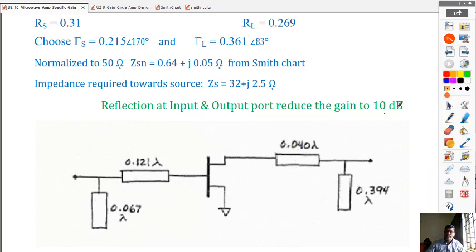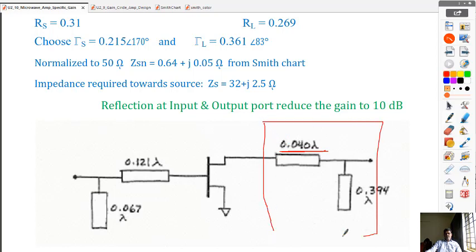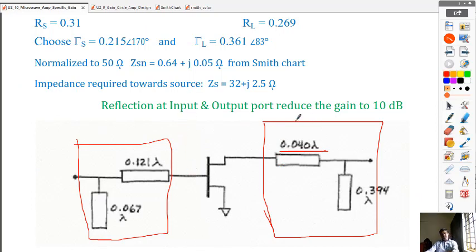So this is 0.042 lambda, the length of the series line in the output matching network. Now we have completed the design of the output matching network also. So both networks are completed. This completes the entire design. Remember, the biasing network is not shown here. The biasing network we already discussed in an earlier video lecture.